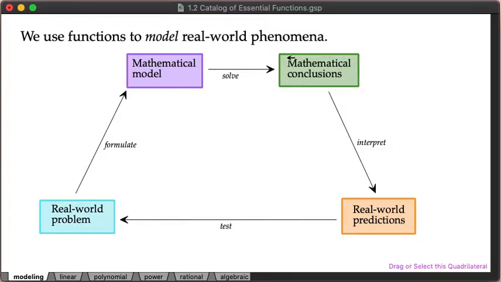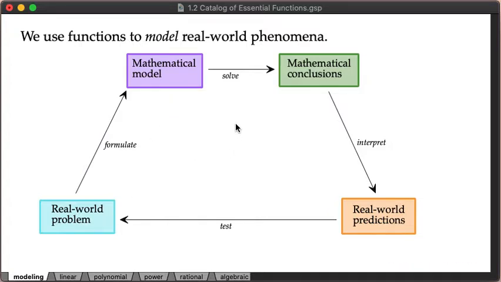And then we take those mathematical conclusions and interpret them back into the real world in order to make real world predictions. And a lot of times we will try to first test those predictions against what we've already observed to see if our model was a good model. And so we go in this cyclic manner, where the bottom two pieces are looking at the real world piece, and the top two pieces are looking at the modeled piece, the mathematical formulas.